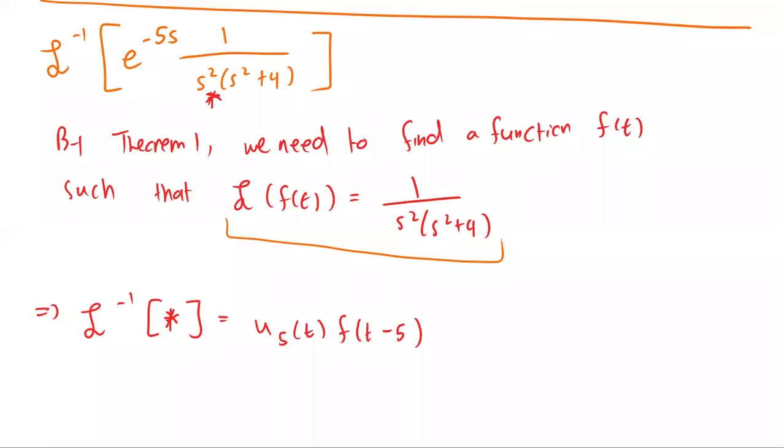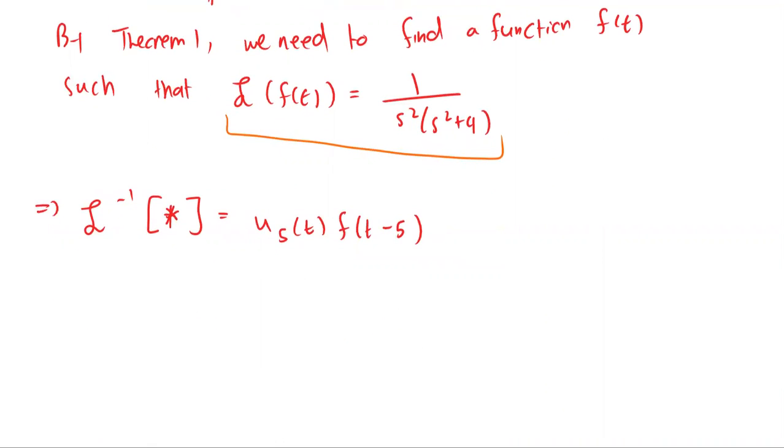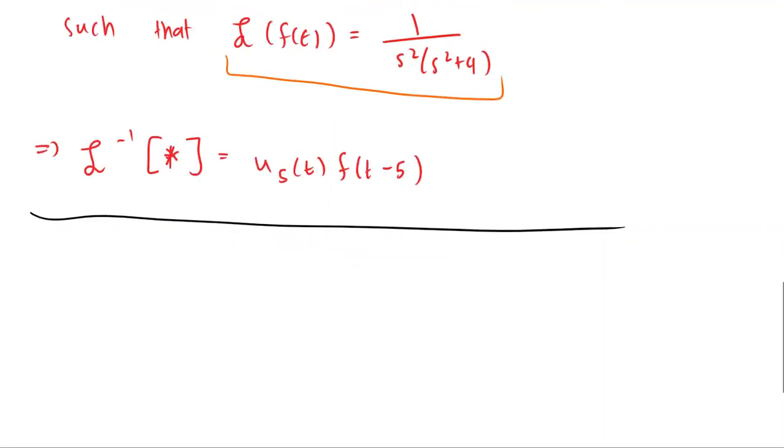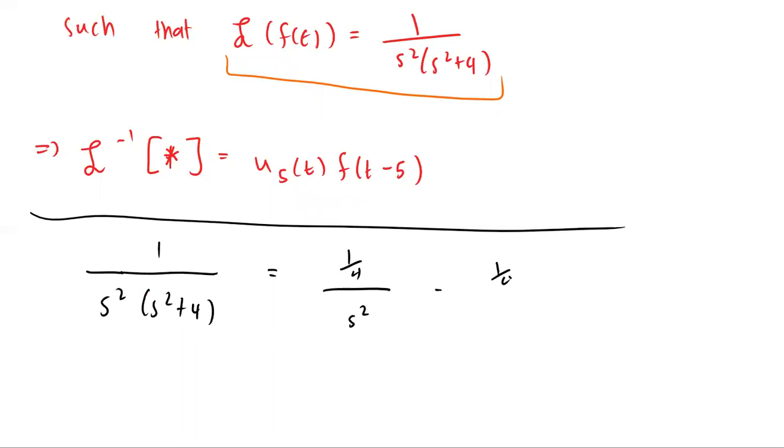Now, for the sake of time, I'm going to skip the partial fractions decomposition, but I'm going to write what you get. After you do partial fractions, you get that 1 over s squared times s squared plus 4 is equal to 1/4 over s squared minus 1/4 over s squared plus 4.